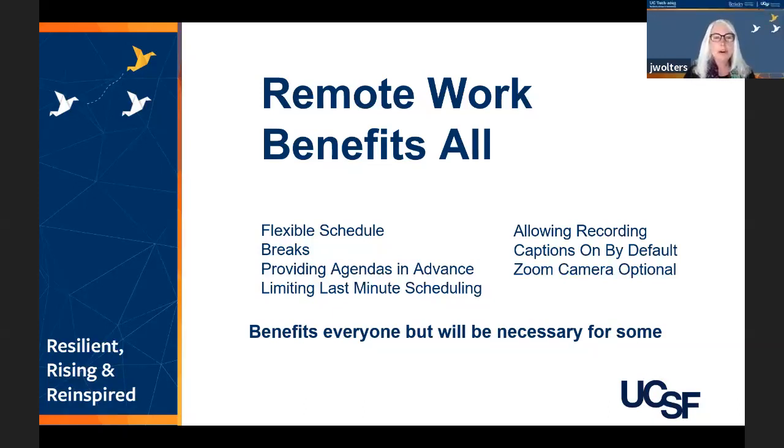When you're doing remote work, some things that we'd like people to know about and that will benefit all of us is to provide agendas in advance, not only for people with disabilities, but maybe people that have a cognitive disability. They can absorb and know in advance what the meeting will be about. And also, we'd like to have team leads and managers try to limit scheduling last-minute meetings that interrupt the workflow and can be a little disconcerting.